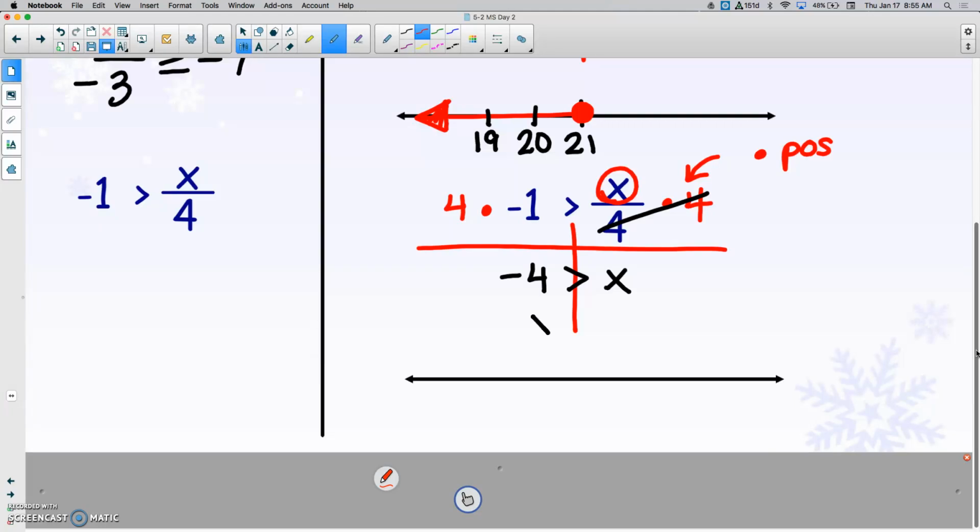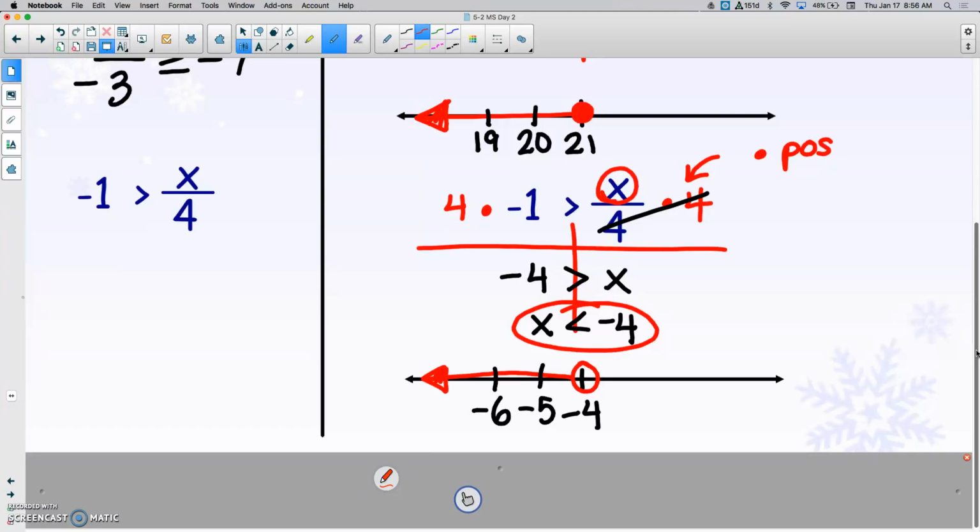Now, before I draw my graph, reverse the inequality to get the variable on the correct side. Negative 4. x is less than, so open circle to the left. Less than negative 4 would be negative 5 and negative 6.